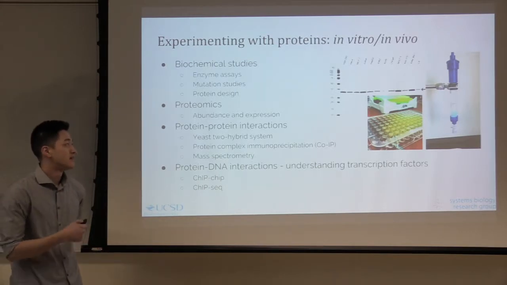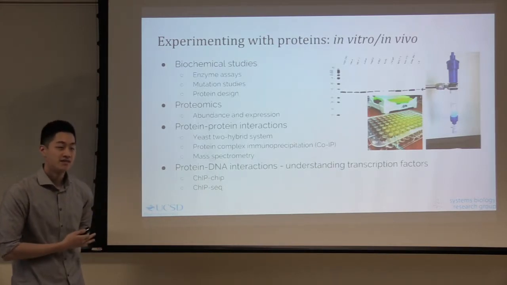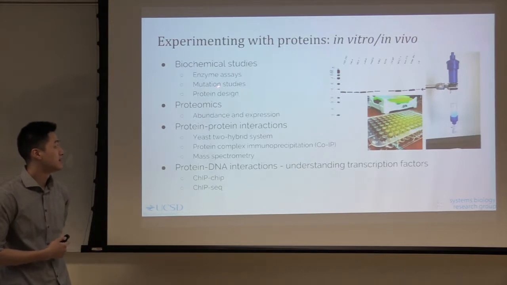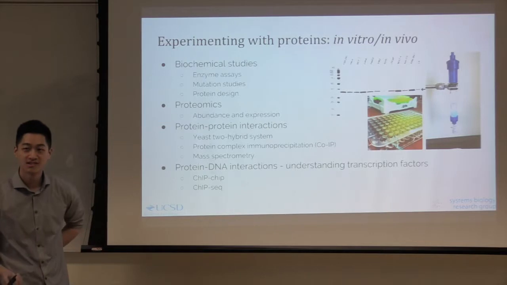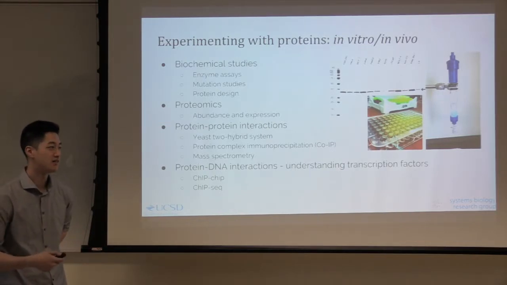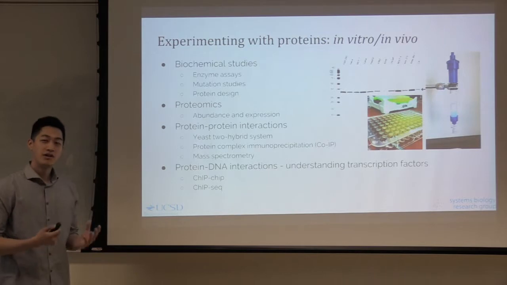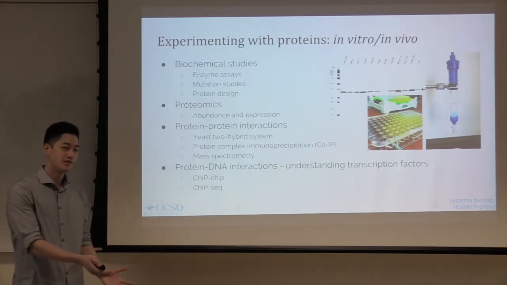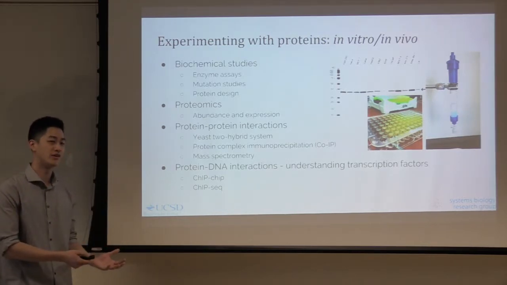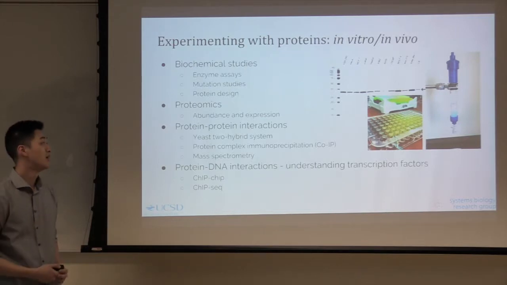So again, there are experimental methods to get a lot of this information. You have enzyme assays to tell you the rates of reactions. You can study the effect of a mutation on a protein and its structure as well as its function. And as I mentioned, you can use this information for protein design. There's this whole field of proteomics, which tells you how much of a protein is in your cell at a certain point in time or at a certain condition.